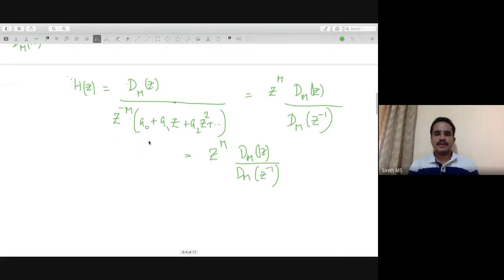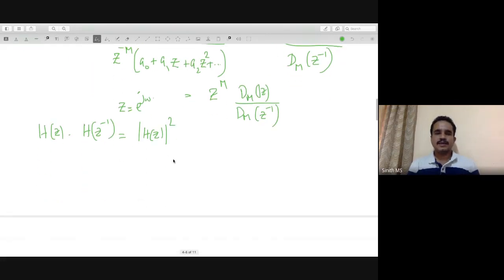Now, let us find H(z) into H(z inverse), which is the magnitude response of H(z). So |H|^2. To get the frequency response, we want to put z equal to e raised to j omega. So what will be H(z) into H(z inverse)? This is H(z). So what will be H(z inverse)? Again, change z to z inverse. So z raised to minus m, Dm(z inverse) by Dm(z).